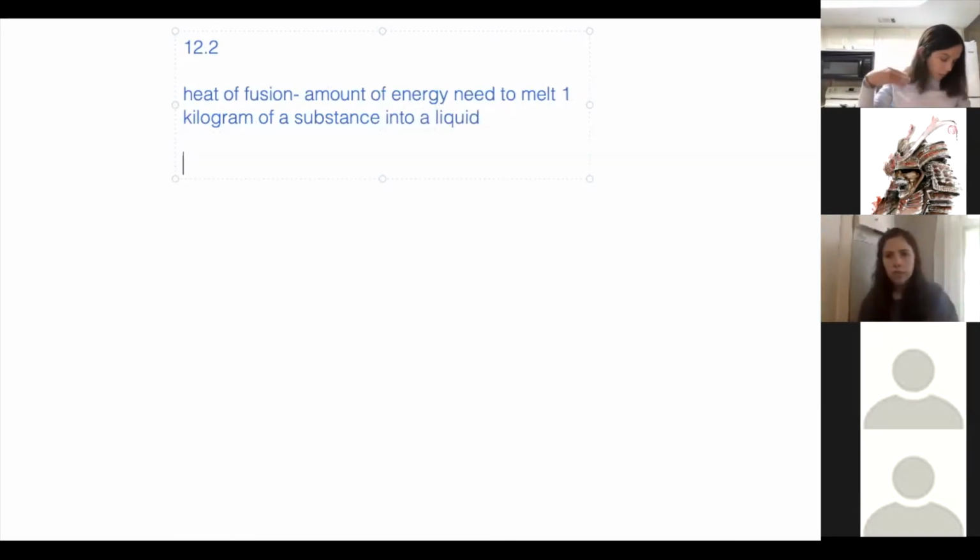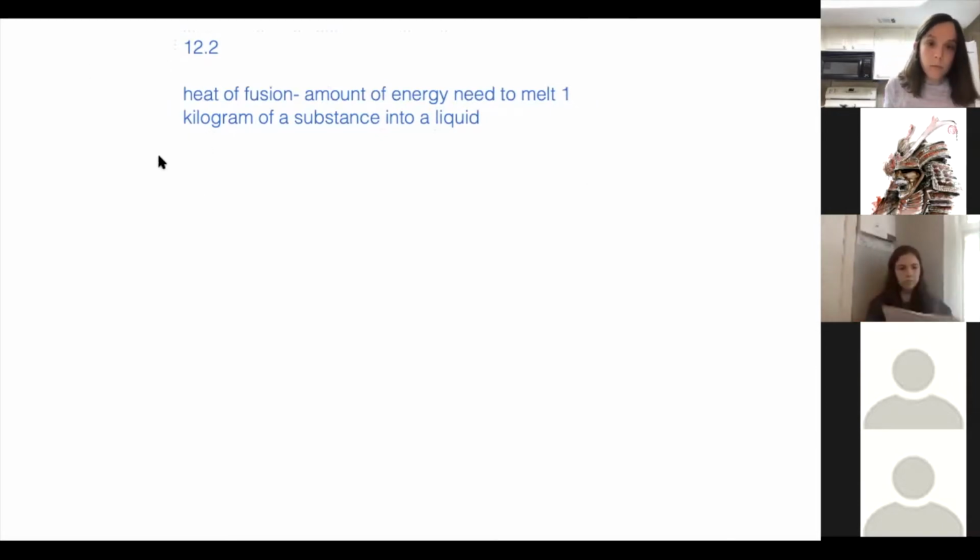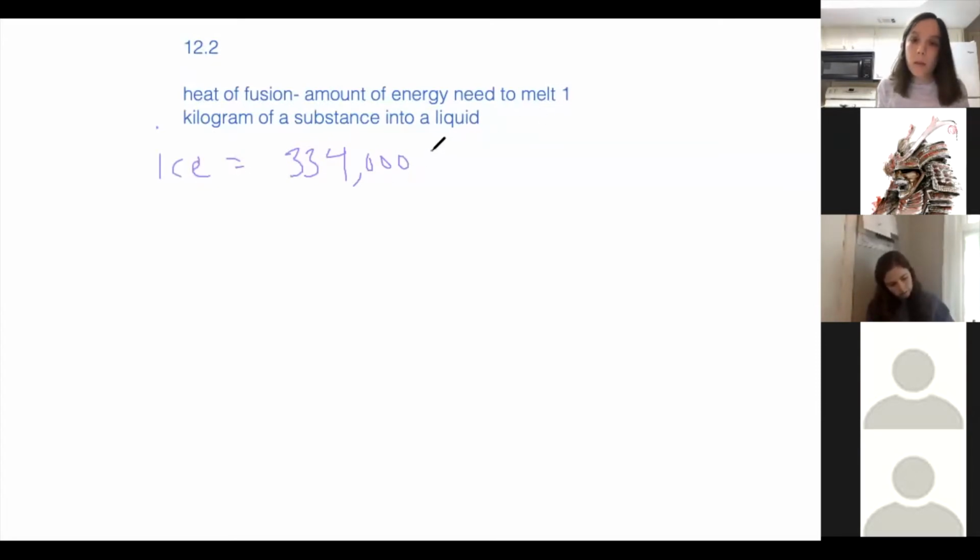And in your book on page 324, you'll see a chart of heat of fusions of different substances. So for example, ice. So for ice, it's 334,000 joules per kilogram. And so that tells you the energy you need to melt 1 kilogram of ice into water.